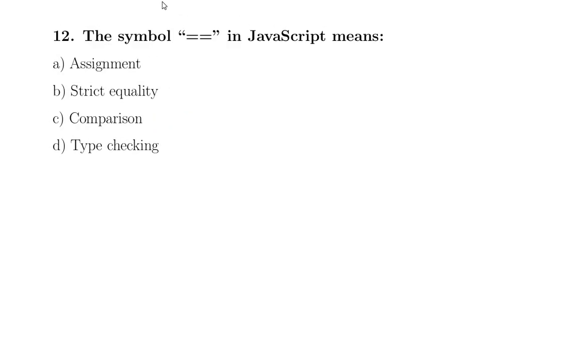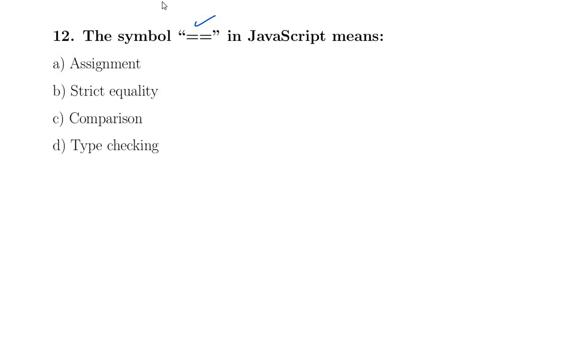The symbol double equal in JavaScript means what? It's used for assignment statement. Option B is strict equality. Option C is comparison, and option D is type checking.